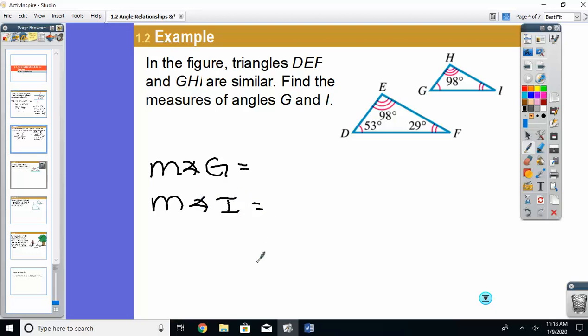So this one's pretty easy if you remember what we said about similar triangles yesterday. What does it mean to be similar? All the angles are the same. So if DEF and GHI are similar, then the measure of angle G has to be the same as D. So that's 53 degrees. The measure of angle I has to be the same as F, which is 29 degrees. Do you remember that part?